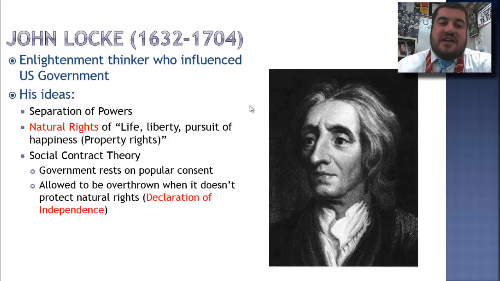Constitution. The natural rights are in our Declaration: Life, Liberty, and the Pursuit of Happiness, or what are property rights. And social contract theory is the basis of our Declaration. We have a contract with the government. We give up some rights as citizens in order for them to protect other rights. When they stop protecting those rights, that government is allowed to be overthrown. And that is what the basis of our Declaration of Independence is.